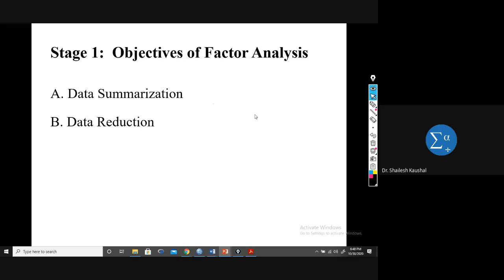Second is data reduction. Data reduction means we reduce a large number of questions. For example, we want to write a research paper, and we collect questions from some research papers. On the basis of theory, our questions may be 30, 40, 50 or 60. After applying exploratory factor analysis, if we are using 50 questions, the outcome may be 20, 15 or 25 questions. It means the rest of the questions are not relevant for us.